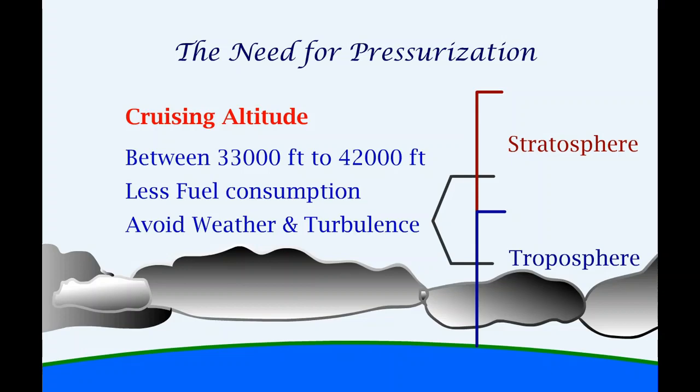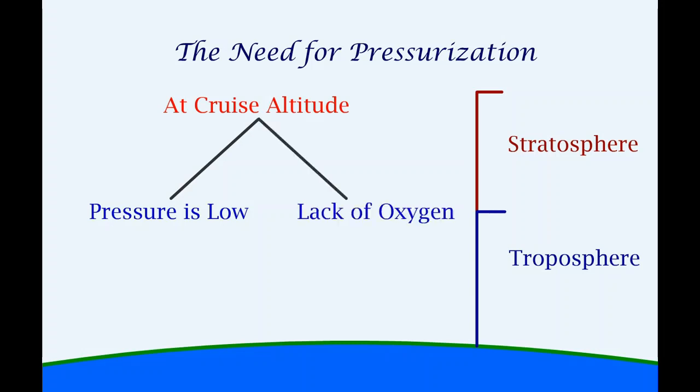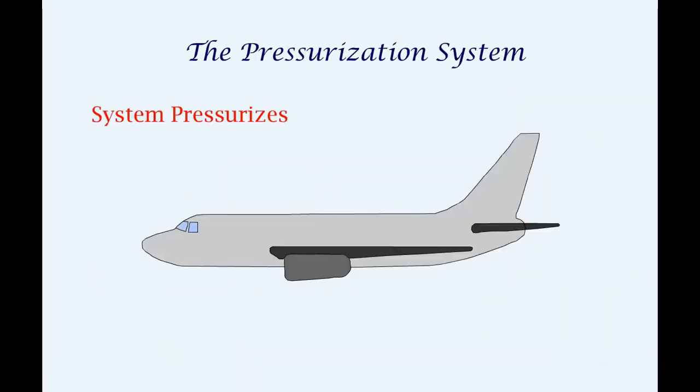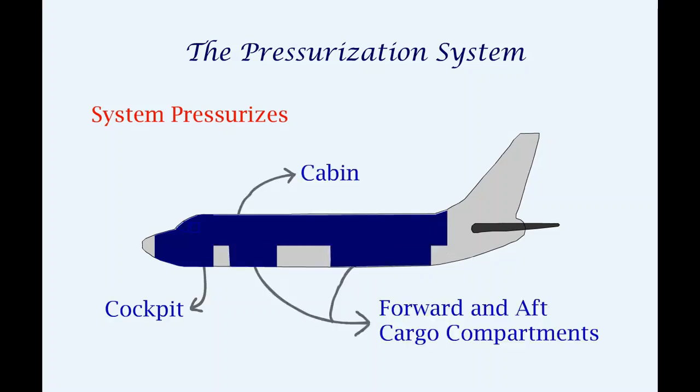At the cruising altitude, the ambient pressure is too low and there is a lack of oxygen, so pressurization of the aircraft becomes mandatory. The pressurization system in the aircraft will pressurize the cockpit and the aircraft computer bay, the cabin, the forward and the aft cargo compartments.